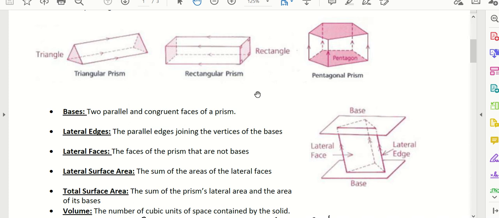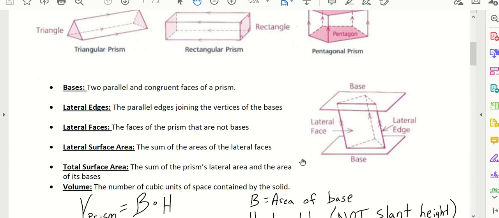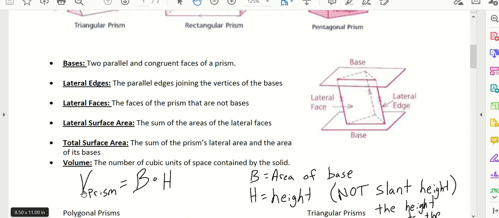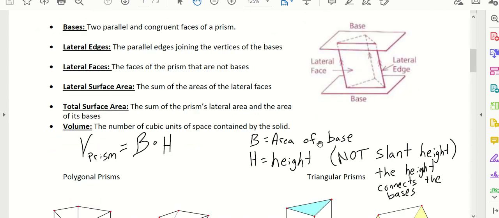So as we work these problems, a lot of times you're told you have a right triangular prism or a right pentagonal prism. What that means is these lateral edges are perpendicular to the base. So if you have a right triangular prism, these lateral edges, that would be your height. All right, so volume of a prism is the area of the base multiplied by the height. That is that perpendicular segment, not the slant height. The height connects the bases.